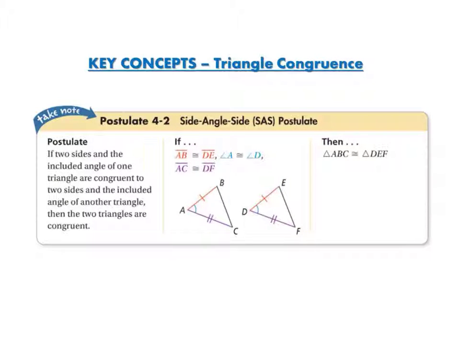The side, angle, side postulate states that if 2 sides and the included angle of one triangle are congruent to 2 sides and the included angle of another triangle, then the 2 triangles are congruent. The one thing that you have to be careful of when you're doing side, angle, side is to make sure that the angle right here and right here is between the 2 lines. So it would be side, angle, side. If the angle was this angle, say, it's not between the 2 sides. So just be careful of where the angle placement is.